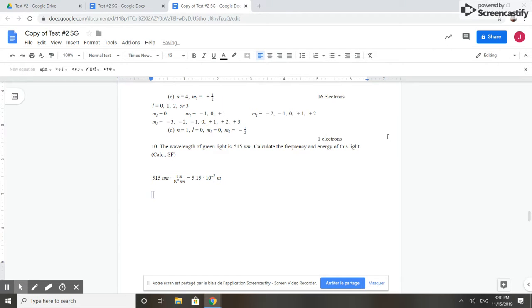Right, so I'm going to calculate the frequency first. C is a constant. I would highly suggest putting it in your calculator. Take this moment to check if it's in your calculator and that it's in there correct.